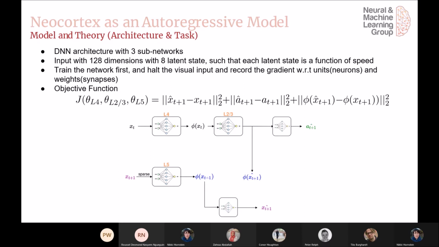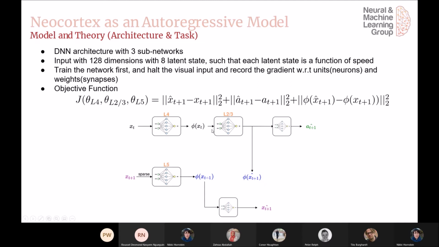basically use synthetic data. Our data is 128 dimensional, generated by 8 latent states, and each of the latent states changes with the speed. So if you increase the speed, the value of the latent state is going to increase, which in turn makes the value of the input increase. And we train it by minimizing this loss function here.